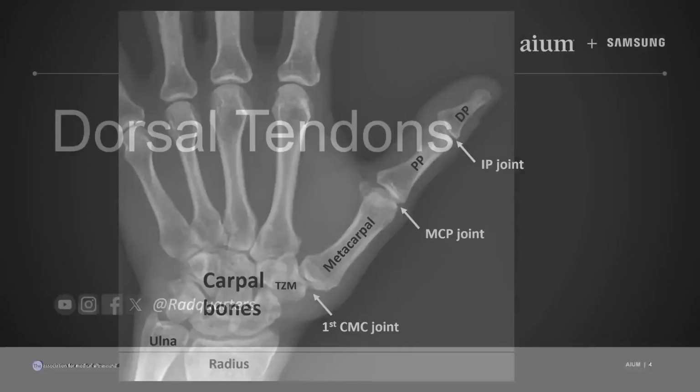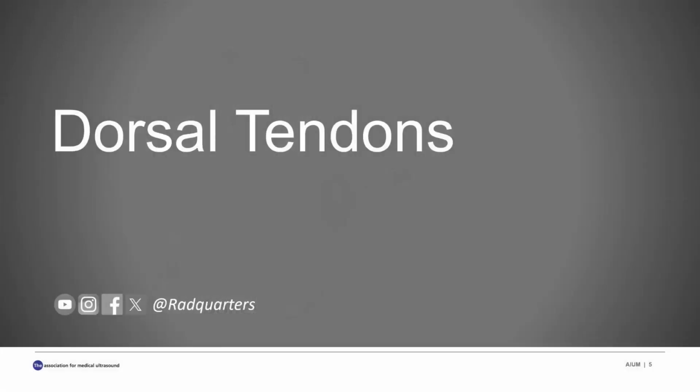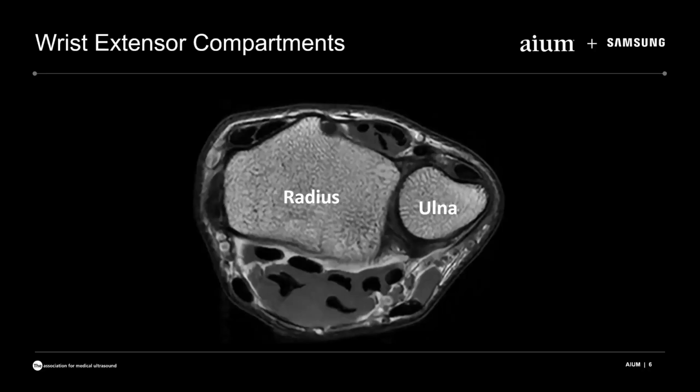All right, so starting with those dorsal tendons, let's look at an axial MRI. So this is an axial view of the wrist here. We have the radius and the ulna. And for the extensor compartments on the dorsal side of the wrist there's actually 6 compartments. But don't worry, we're not going to talk about all those. For the thumb, we really only need to worry about the first 3 compartments. And we're just going to start with compartment 1 and compartment 3.